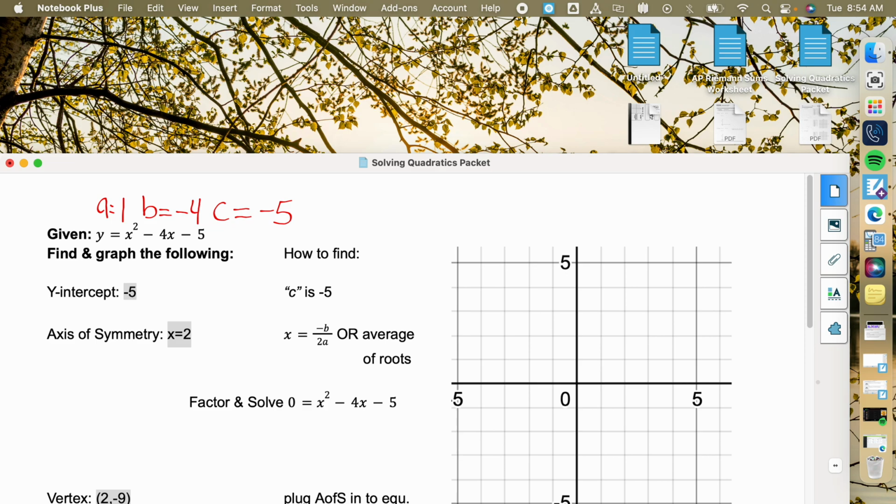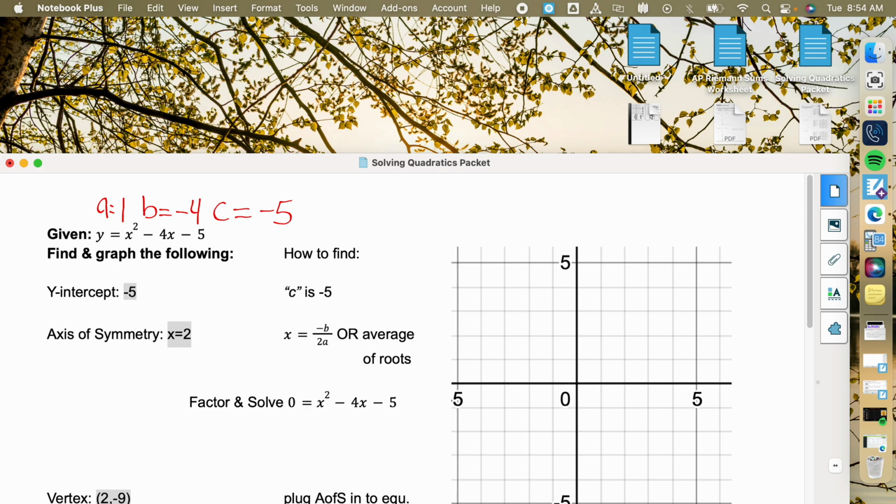Okay. The very first thing says y-intercept is -5. The answers are there for you. Do you remember how we find that -5? Yeah, we wrote it down on the last page. It's the C value. So we figured out the C was -5. That's the same as the y-intercept.